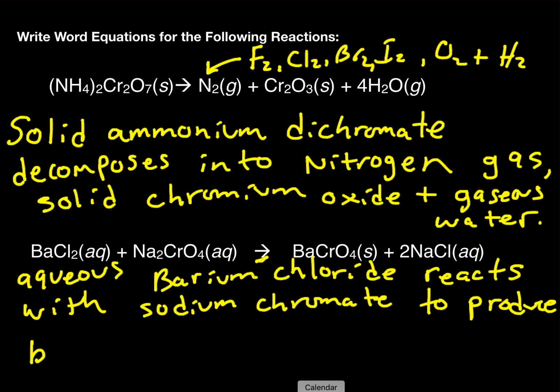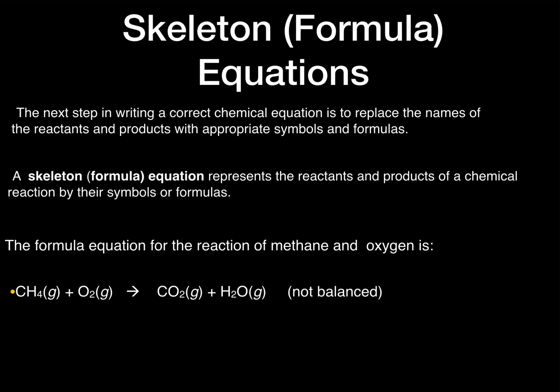We're going to go one step further now and start talking about skeleton equations or formula equations. The next step in writing a correct chemical equation is to replace the names of the reactants and products with appropriate symbols and formulas. So a skeleton or formula equation represents the reactants and products of a chemical reaction by their symbols or formulas. So the formula equation for the reaction of methane and oxygen is as follows. We see our reactants are methane and oxygen gas, and our products are carbon dioxide and water.